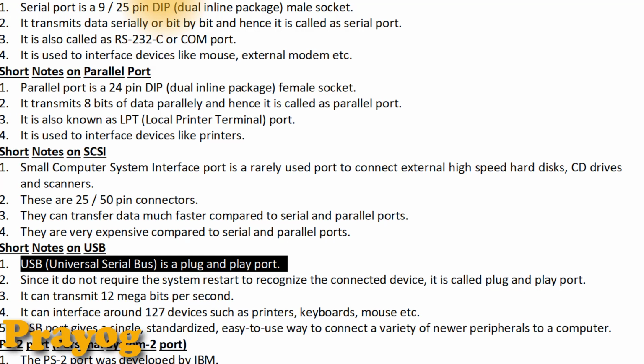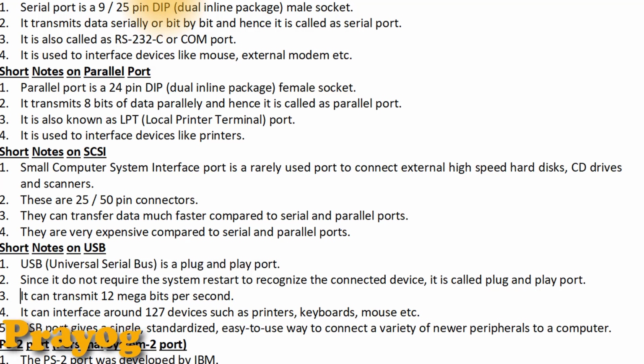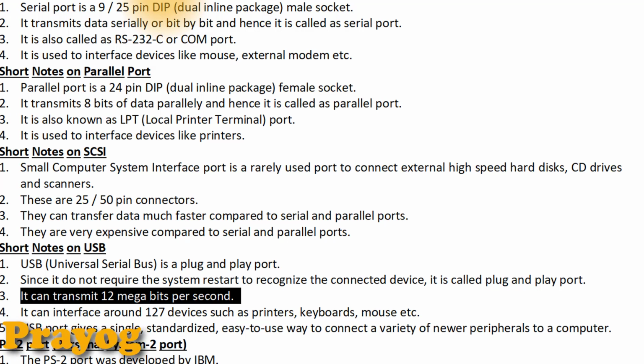Meaning to say, as soon as you plug a device into the motherboard of the PC, the operating system is instantaneously informed about the connectivity of the device. So the operating system can immediately recognize the connection and start working with the connected device. That is why USB is called a plug and play port. And the data transmission rate of USB is about 12 megabits per second. It is much higher compared to the serial port as well as the parallel port.